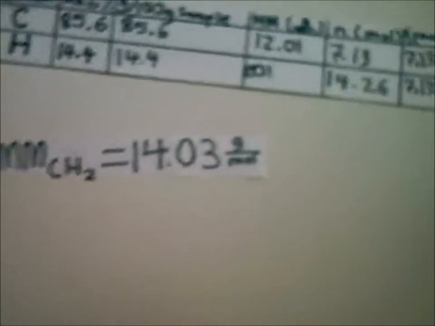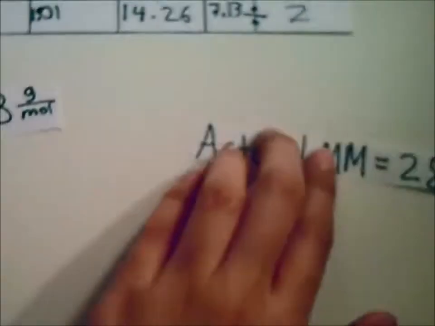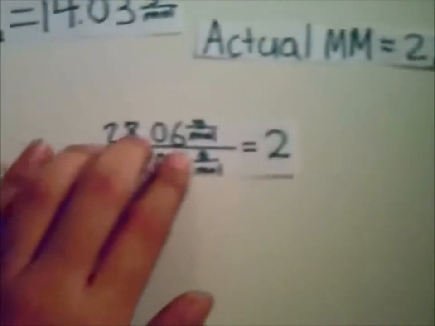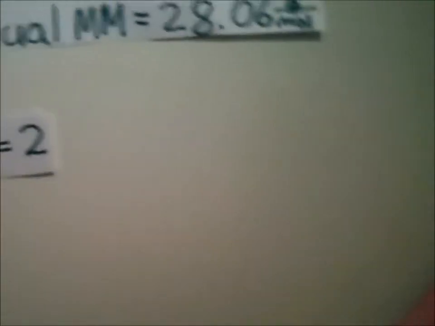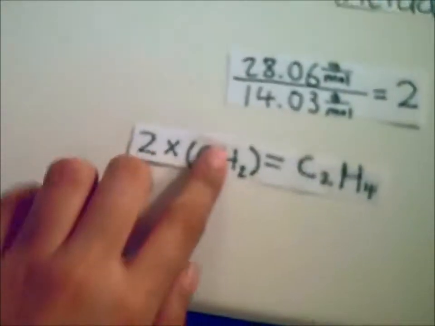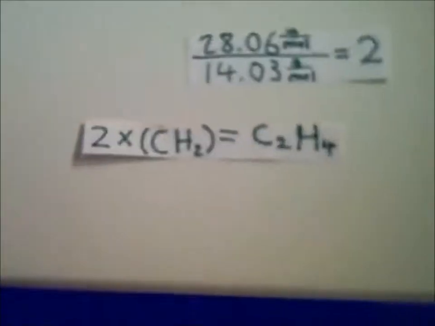But the molar mass is 14.3 grams per mole. If the actual molar mass is 28.06 grams per mole, you divide the two. Then you multiply that answer by the empirical formula to get the molecular formula.